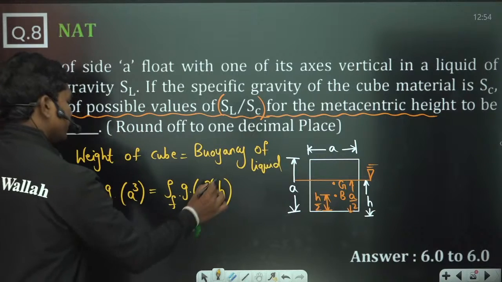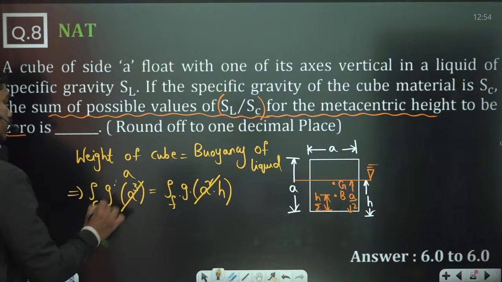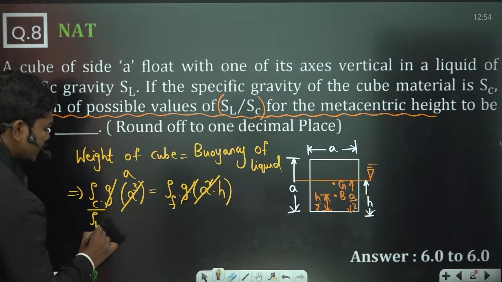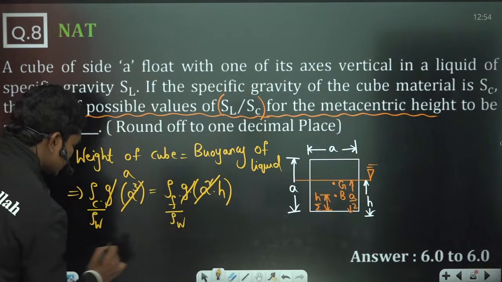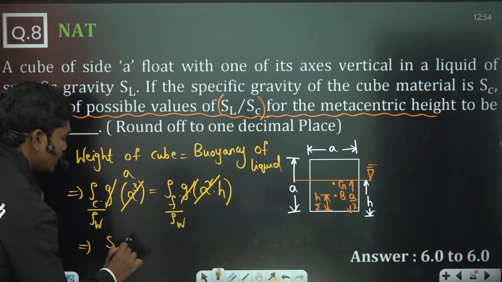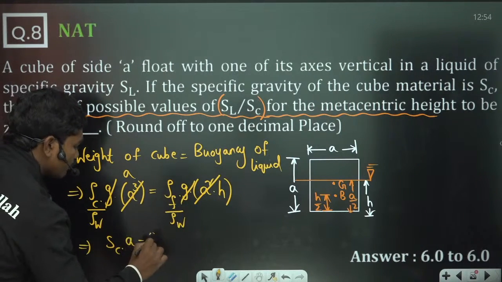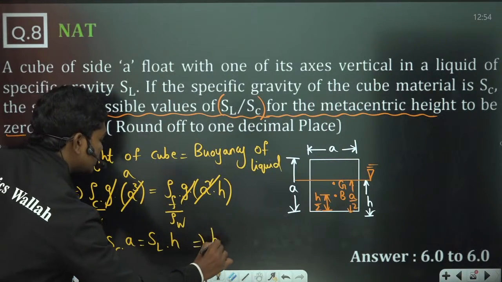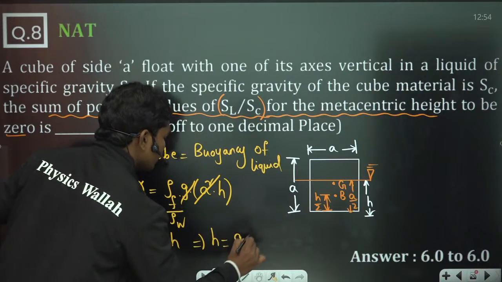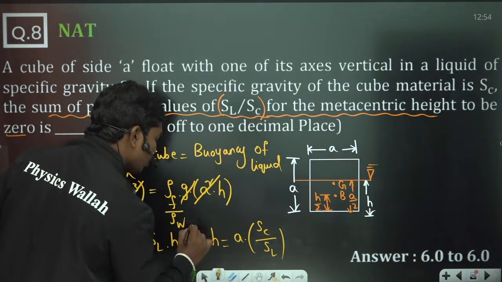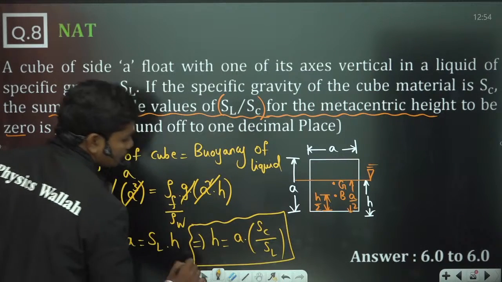Okay, so if you simplify, obviously A square cancels, A cancels, G cancels. Now if you divide the density with water on both sides, this is nothing but the specific gravity of the cube into A is equal to the specific gravity of the liquid present here into H. So this implies H is equal to A times SC by SL. So this is the value of height H which is submerged in the cube.